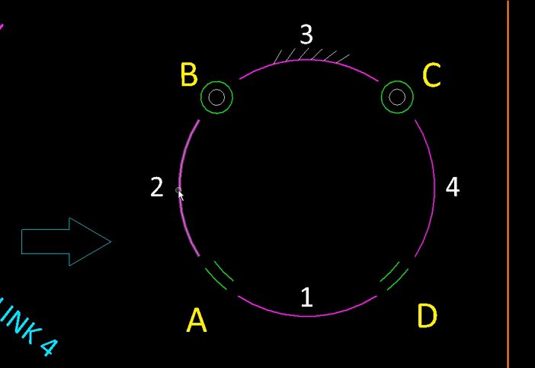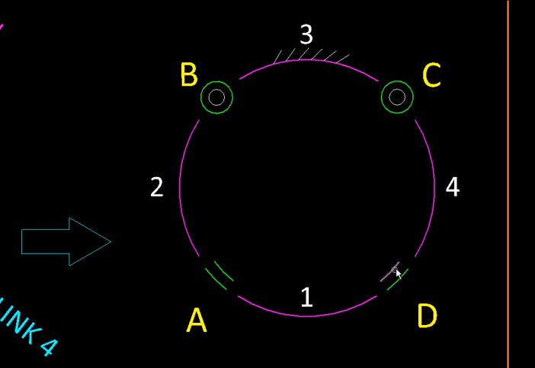That makes link 2 and link 4 the input and output links. And since they are connected to the fixed link through these 2 pins, which are capable of complete rotation, both 2 and 4 will rotate completely. Finally, link 1 is connected to link 2 and 4 via these 2 prismatic or sliding pairs.